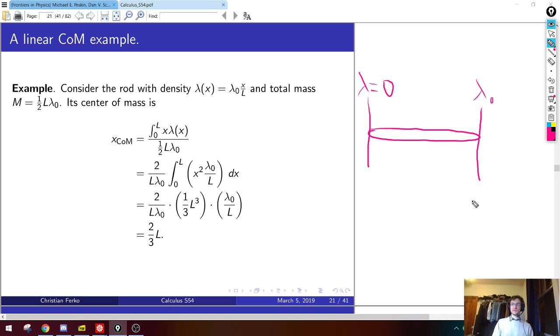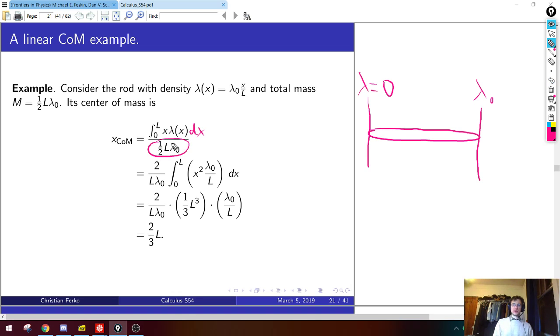So it's increasing. So we expect the center of mass to be to the right of the middle, right? Because it's not right in the middle, because the right side is heavier than the left side. So let's see if that comes out. As we said, we integrate x times the density. I guess there should be a dx here. So integrate x times the density and divide by the total mass, which we found before.